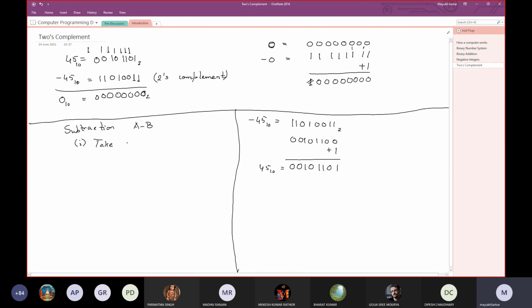So to perform subtraction a minus b, take the 2's complement of b and add it to a. You will get a minus b. Let me show you.